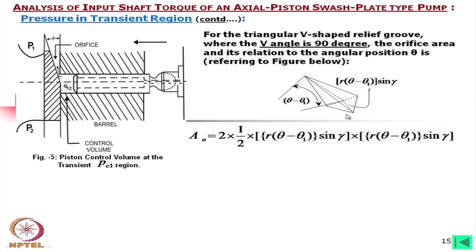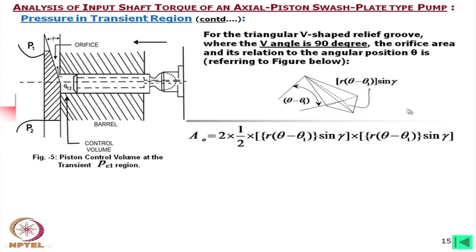Now, the total area: one part area is, because this is 90 degrees, so this must be 45 degrees, so this is equal to this. That means one area is half of r (theta minus theta 1) sin gamma squared, and into 2 is the total area. So, this is the area A0, and in that way this area is calculated.